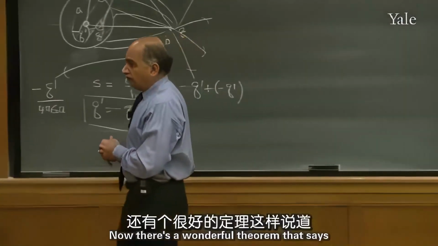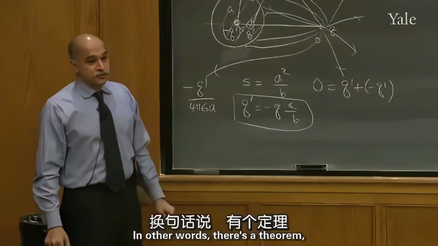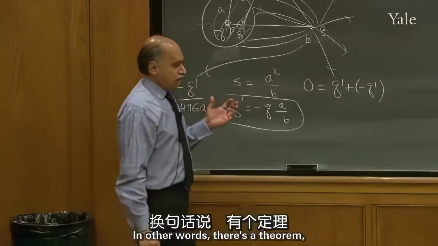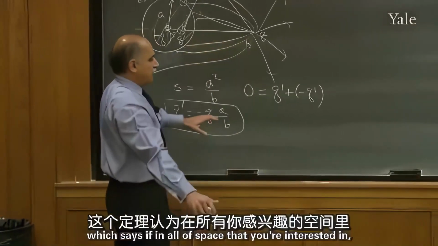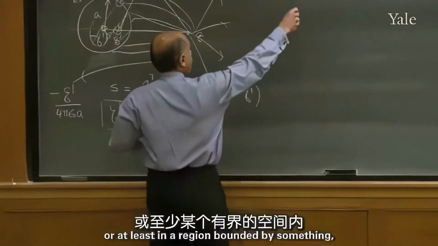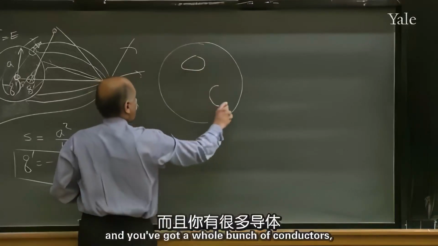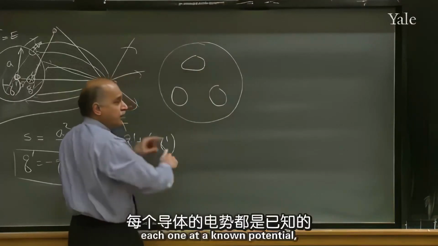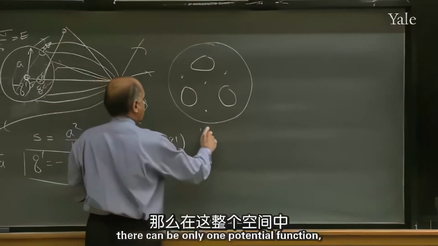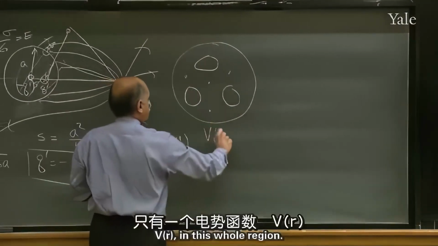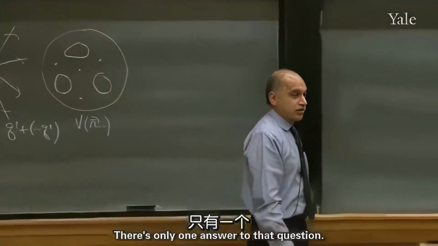Now, there's a wonderful theorem that says, if you get a solution this way, it's the only solution. In other words, there's a theorem, which I'm not going to write down, which says that if in all of space that you're interested in, or at least in a region bounded by something, you know the potential of the boundary, and you've got a whole bunch of conductors, each one at a known potential, and you've got a whole bunch of charges, there can be only one potential function, V of r, in this whole region. You cannot have two answers. There's only one answer to that question.